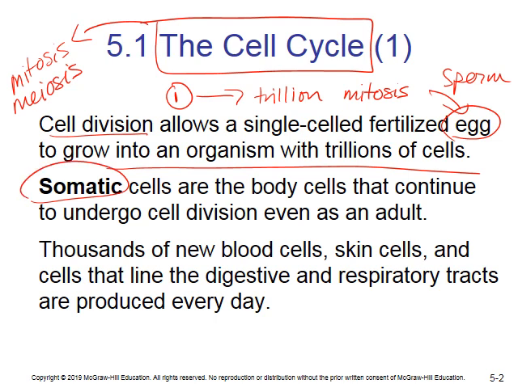So if you see the term somatic, somatic is talking about all the body cells that continue to undergo cell division even as an adult. So we're constantly making new linings to our esophagus, to our intestines, to our cheeks, right? So thousands of new blood cells, skin cells, anything that lines the respiratory tract.